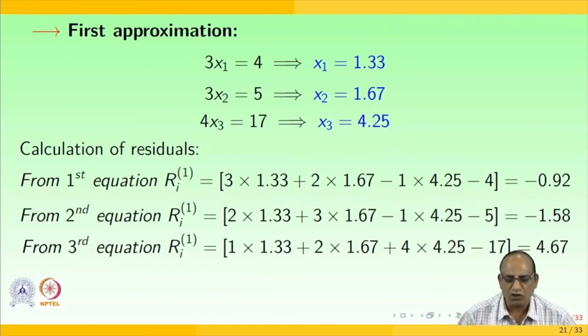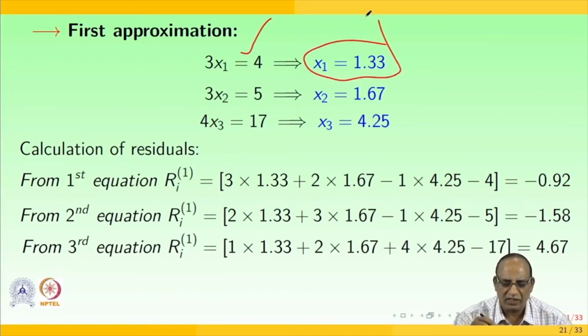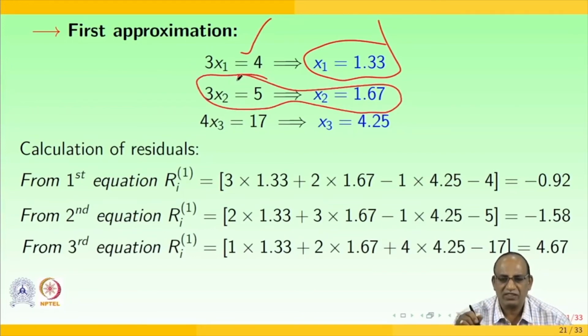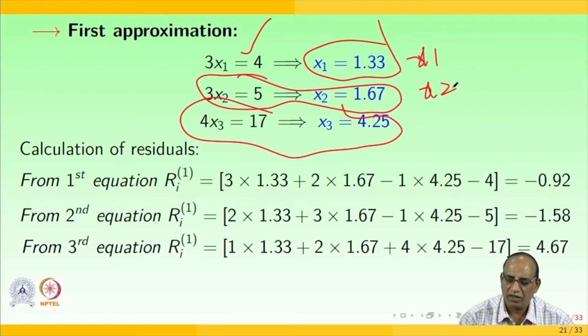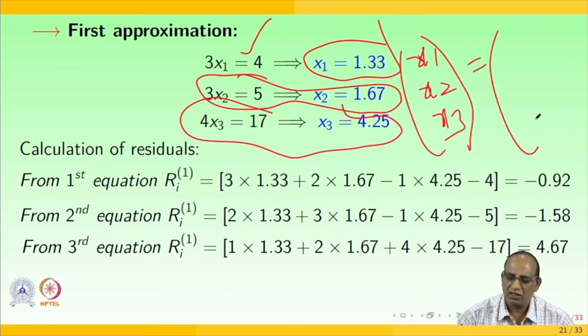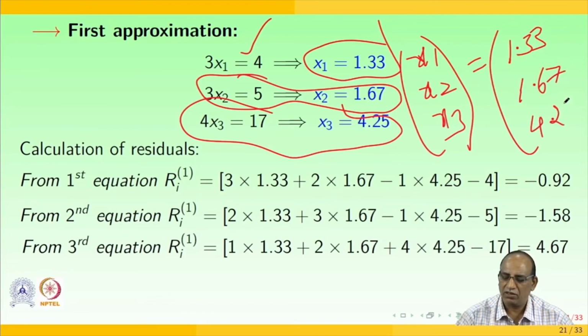The first approximation is, as you know very well, 3x1 is equal to 4, so x1 you get as 1.33. 3x2 is equal to 5, x2 you get as 1.67. 4x3 is equal to 7, you get x3 as 4.25. So essentially x1, x2, x3 you get as 1.33, 1.67, 4.25.